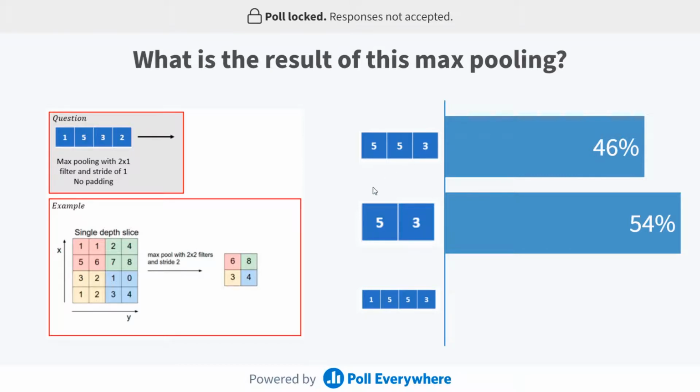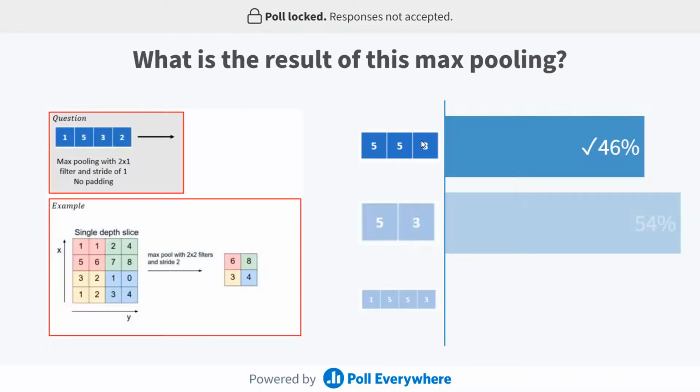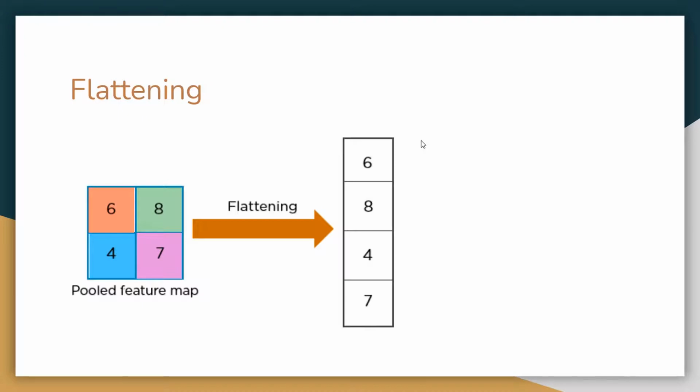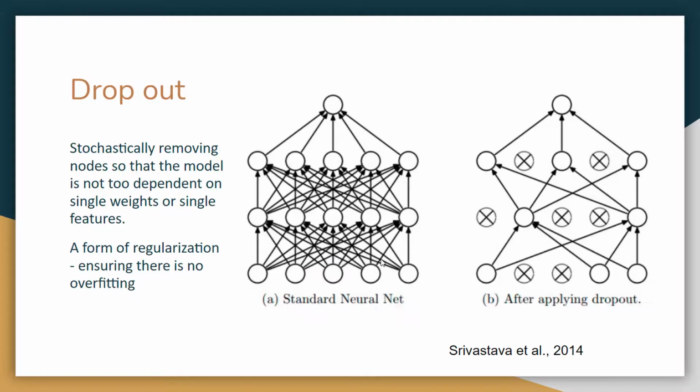Okay, so this is a little bit tricky because it's a little different than the previous example, but the second half of the people got it right, so that's great. Let us continue. Flattening. Now, you probably ask yourself, how do I go from that 2D situation into a 1D situation? Well, I just do flattening. I had here 6, 8, 4, 7, and now it is one long vector and no longer two-dimensional. It's just that simple.